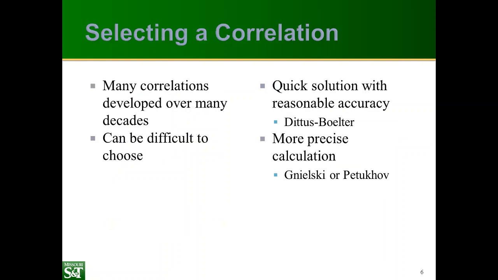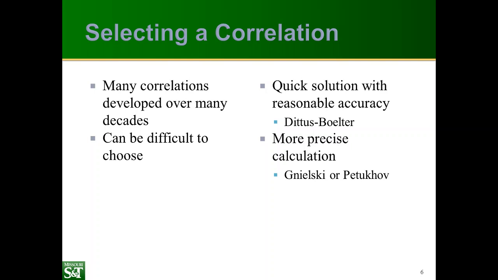We have to be very careful when selecting which correlation we want to use for a particular problem. There have been many correlations developed over many decades of research, and sometimes it can be difficult to choose between the two. For flow inside channels, the Dittus-Boelter correlation is pretty reasonable if you need to have a quick solution with pretty reasonable accuracy. It doesn't have to be perfect, but it should be at least within order of magnitude correct. If you want to do a more precise calculation, then you should be looking at the Gnielinski or the Petukhov correlation if you're looking at some final design ideas or something of that nature.